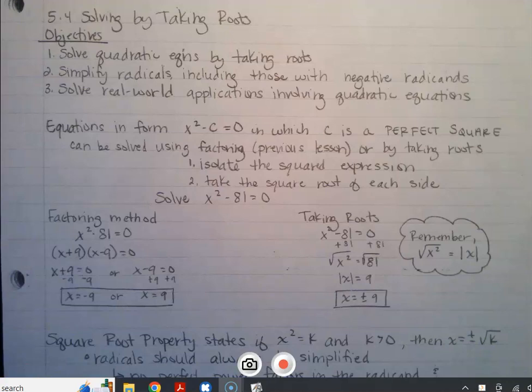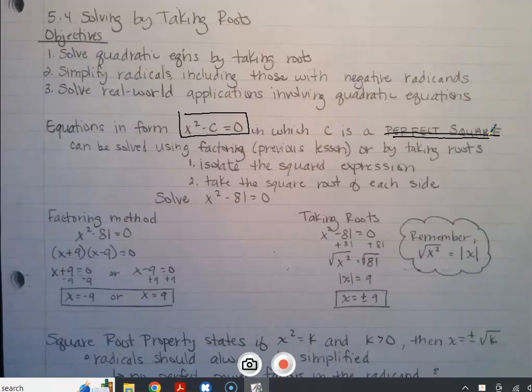quadratic equations. All right, so equations in the form of x squared minus c equals 0, in which c is a perfect square. So we've kind of talked about these, like there's kind of a shortcut to them. We're going to be really focusing in on those today. They can be solved using factoring, which was the previous lesson, or by taking roots.